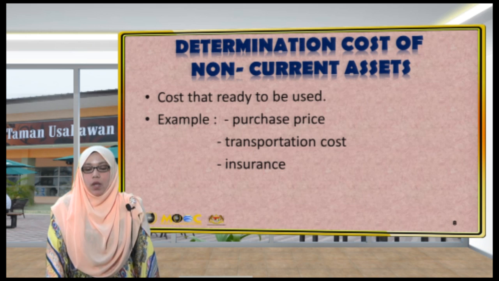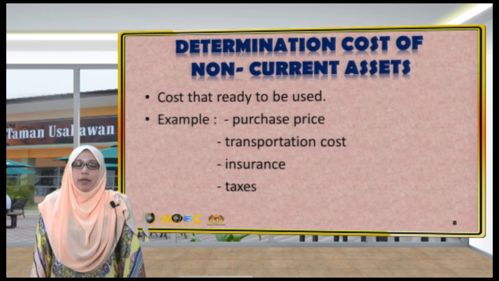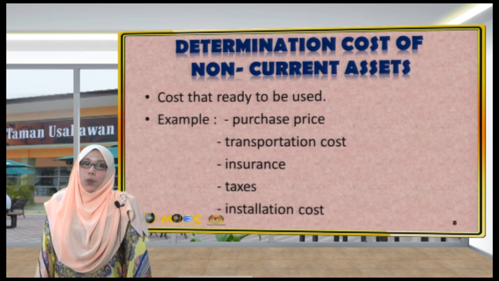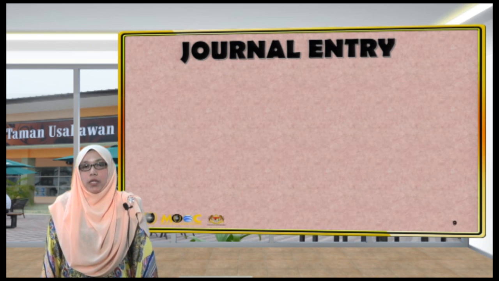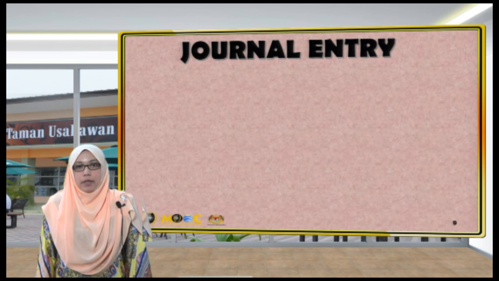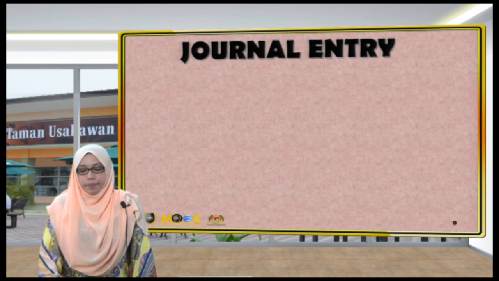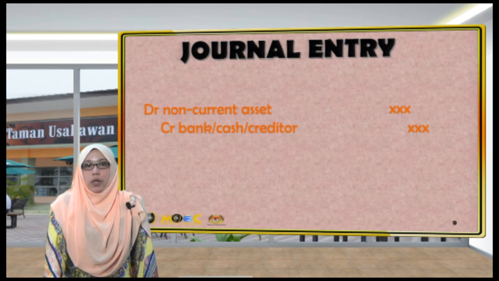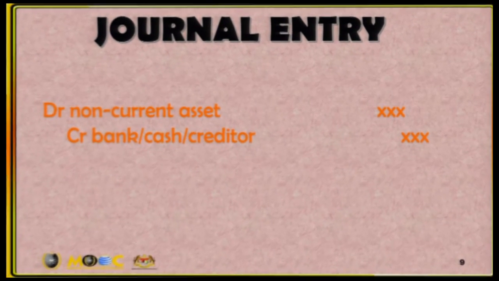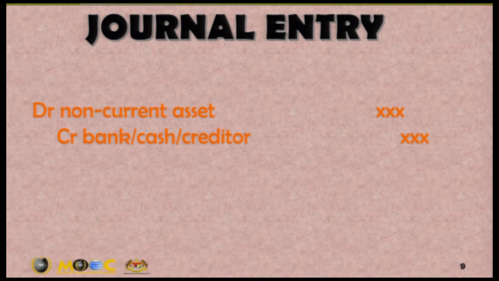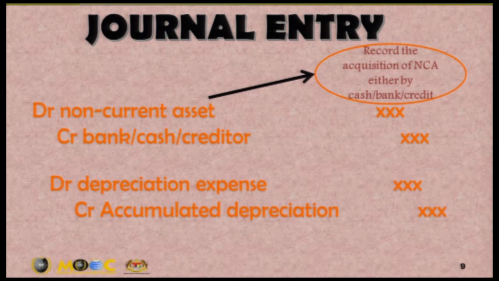Next, we're going to look at journal entries. We have to prepare the following entries on non-current assets. The first one, we're going to debit non-current asset, credit bank or cash or creditor. This is to record acquisition of non-current asset either by cash, bank or credit.